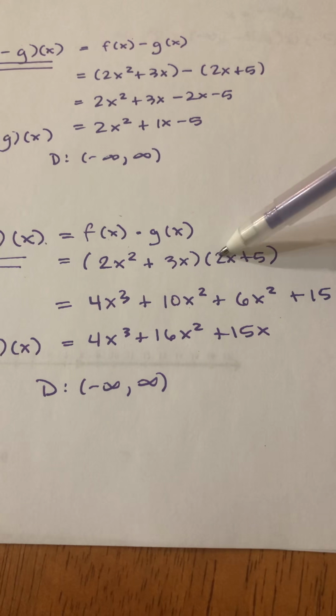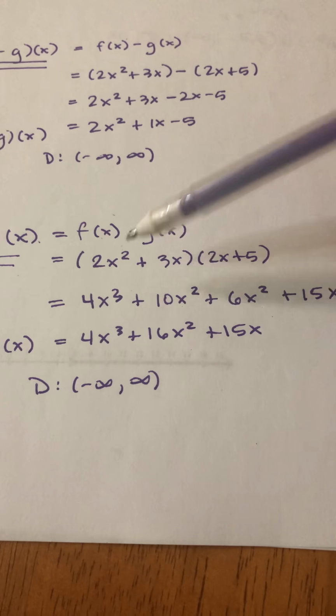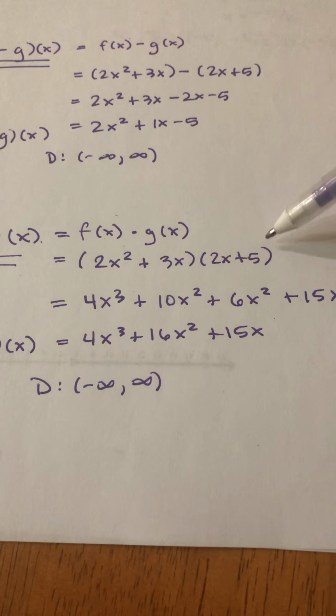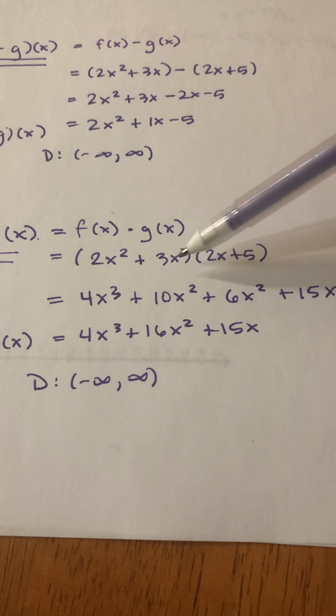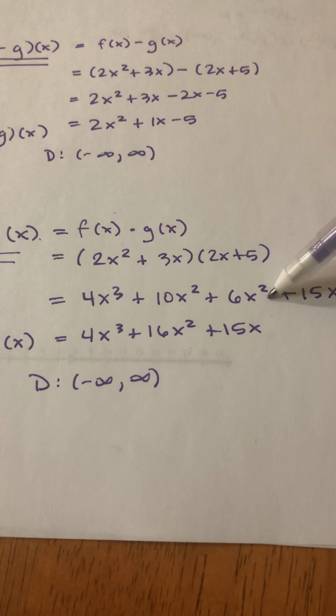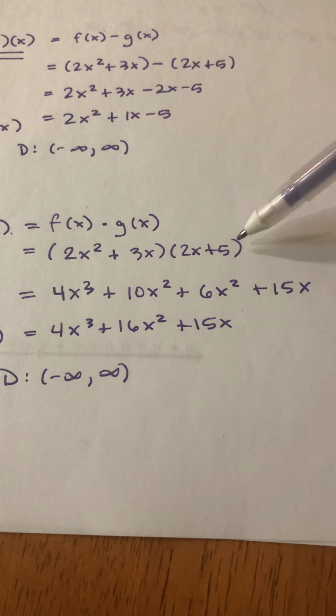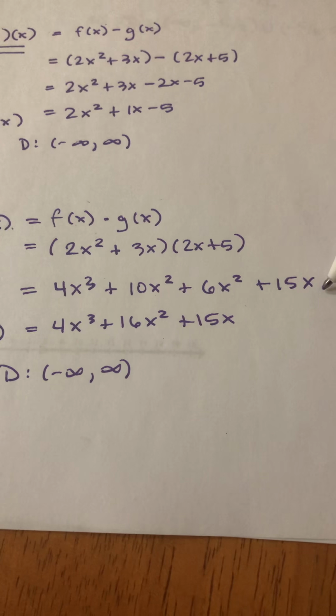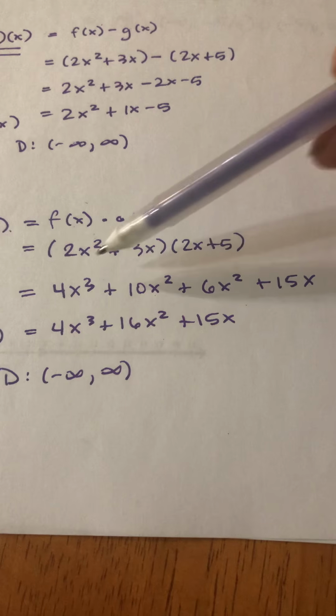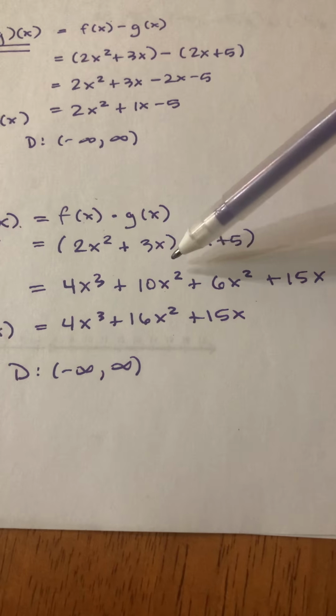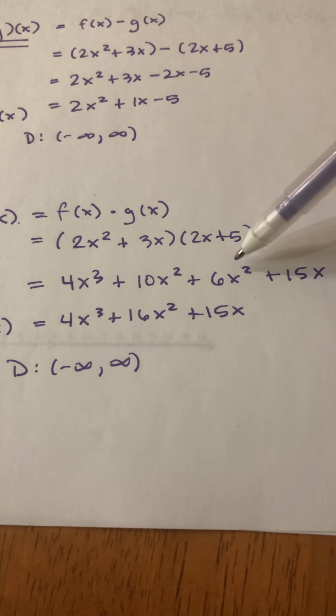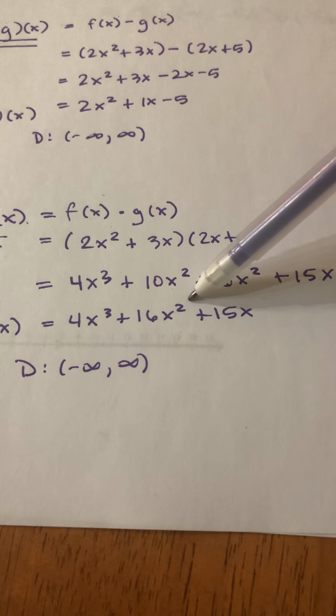So 2x squared times 2x is where we're getting 4x to the third. 2x squared times 5 is where we're getting 10x squared. 3x times 2x is where we're getting 6x squared. And 3x times 5 is where we're getting 15x. Just like the other examples, if we have like terms, we should combine them. So 10x squared and 6x squared will combine into this 16x squared here.